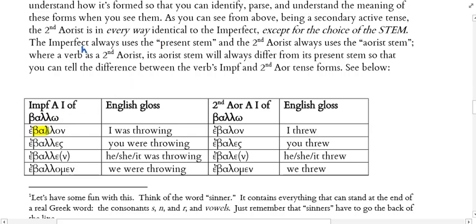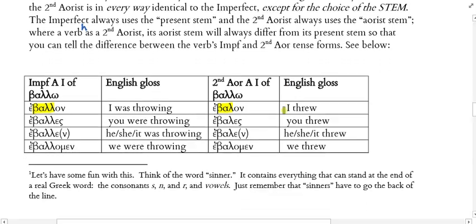The only difference is in the stem when you have a second aorist. Okay? And that is true all the way. Everywhere else, identical. They're both past tense. They both have augments. They both use secondary active endings. They both use the same connecting vowels. They are the same, except for that stem.